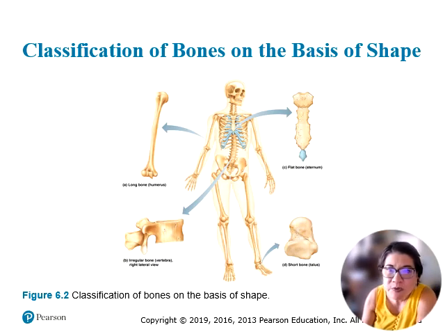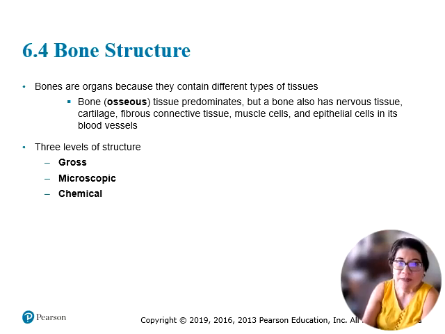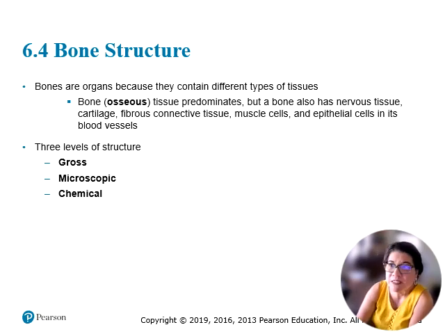Okay, so here is showing a long bone, like your humerus, an irregular bone like your vertebrae, and a short bone here in your ankle, your talus, right? And then the flat bone here in your sternum. Okay, so bone structure. The tissue in bones is called osseous, and it's got nervous tissue in it, it's got cartilage, it's got fibrous connective tissue, muscle cells, epithelial cells, blood vessels.